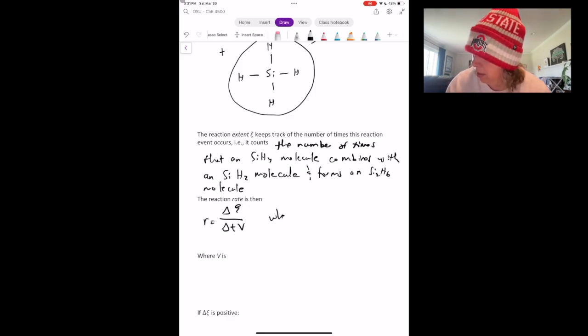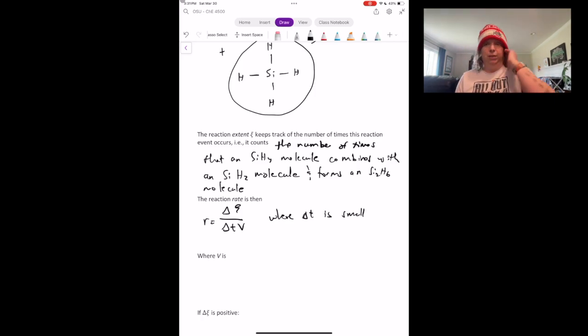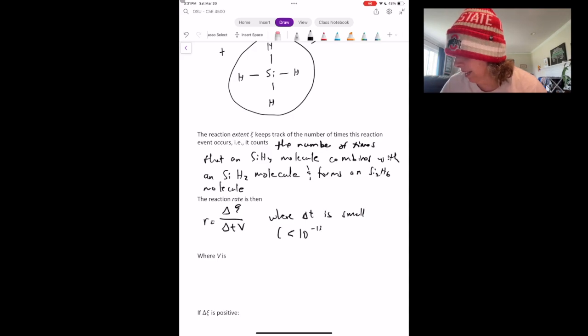So here, our change in T is going to be small. And when I say small, I mean like really small. So reactions at the molecular level take place on the order of somewhere between femto and picoseconds, so 10 to the minus 15 to 10 to the minus 12 seconds. So they are very fast by our standards, although some reactions are not super fast by reaction standards. So when I say delta T is small, it's going to be smaller than that. So, we'll say less than maybe 10 to the minus 13 seconds, and maybe several orders of magnitude less than that.